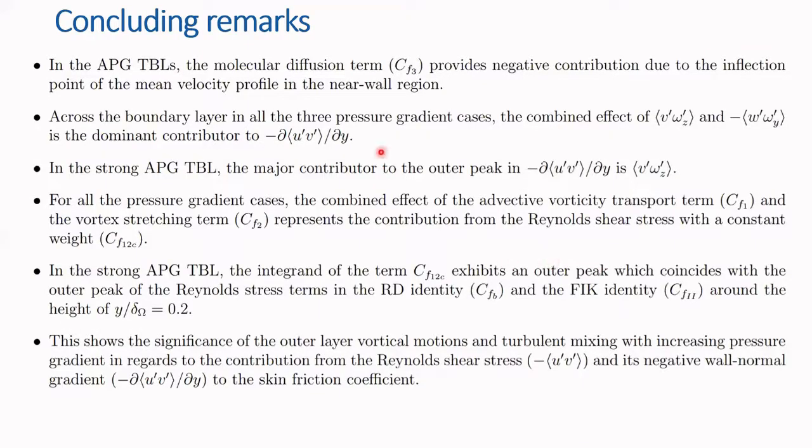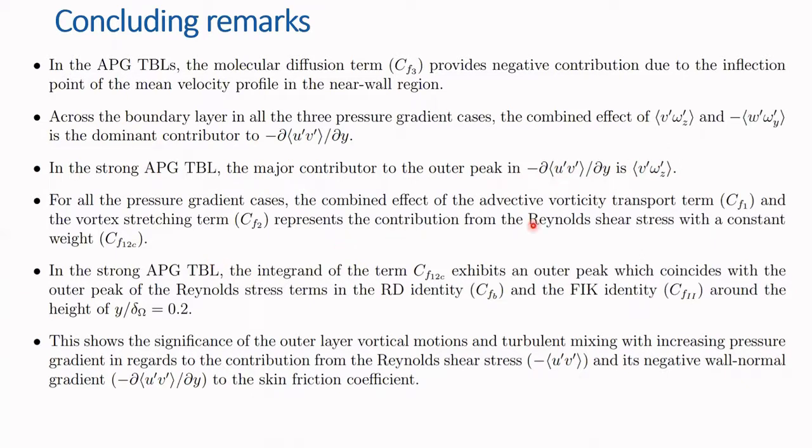So to conclude my talk, the molecular diffusion term provides a negative contribution in the adverse pressure gradient case because of the inflection point seen in the mean velocity profile. Across the boundary layer, in all the three pressure gradient cases, the combined effect of the two velocity vorticity correlations can be considered as the dominant contributor to the Reynolds stress gradient, as the inactive streamwise gradients are negligible. And especially in the strong APG-TBL case, the major contributor to the outer peak in the Reynolds stress gradient is the velocity vorticity correlation V omega z.